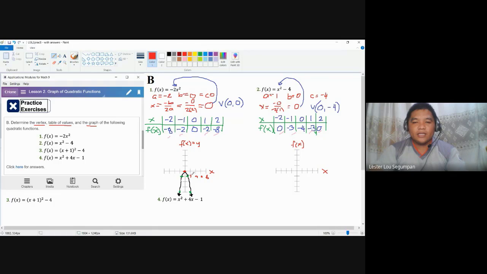Earlier, it was in terms of 2 units. Now let's just use 1 unit. That means this is 1, 2, 3, and then 4, and the other side as well as the negative values. So let's plot here first the vertex 0, negative 4. I'm going to use the colored red circle to denote the vertex.